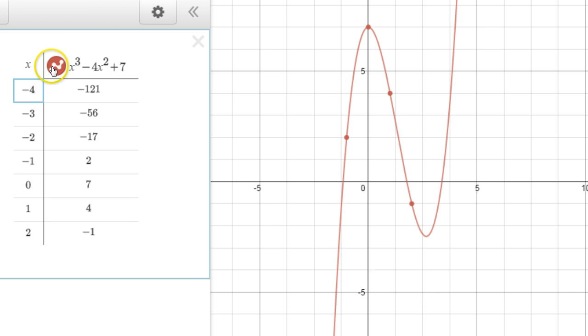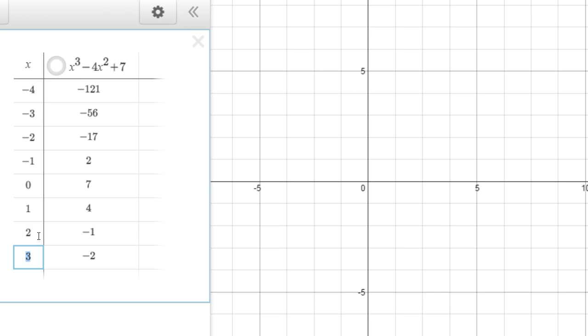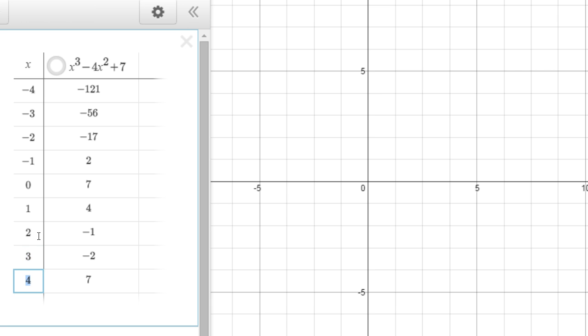Now if you look at our graph, we actually have 3 answers. So if we go out a little further, we might be able to see this. So let's go to 3. It's back at -2. Is back at 7. So as you can see, there's an answer somewhere between -2 and -1, an answer somewhere between 1 and 2, and an answer somewhere between 3 and 4.